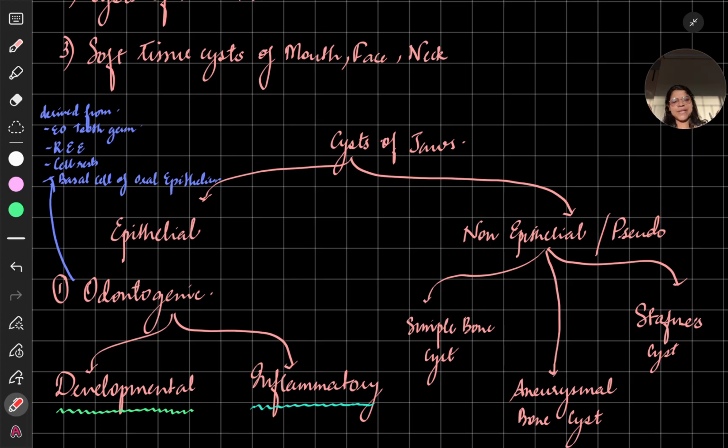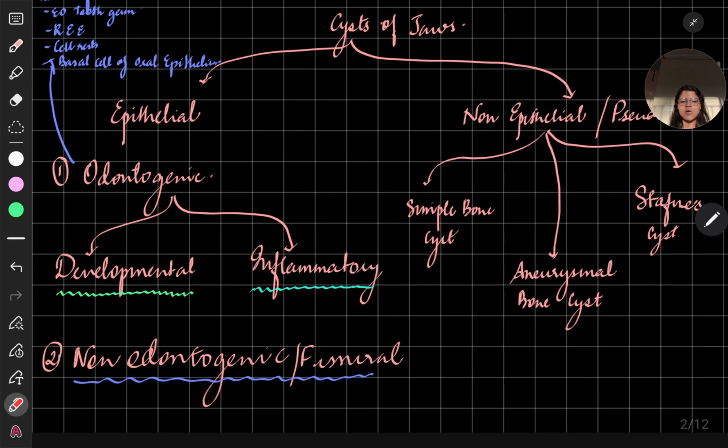And if I talk about the epithelial, there is odontogenic and non-odontogenic. I told you odontogenic is during any aberrations caused in odontogenesis. So it is derived from the enamel organ, tooth germ, or the reduced enamel epithelium, cell rest, or basal cells of the oral epithelium. Any one of these. Okay? And then there is non-odontogenic or fissural. Again, if you talk about odontogenic, it can be divided into developmental or inflammatory.